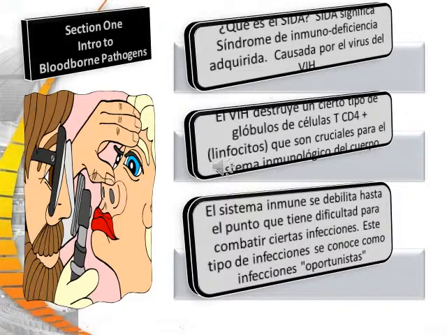What is AIDS? AIDS stands for Acquired Immunodeficiency Syndrome. It is caused by the HIV virus, which destroys certain kinds of blood cells, CD4 plus T cells, the helper cells, which are crucial to the body's immune system. The immune system is weakened to the point that it has difficulty fighting off certain infections. These types of infections are known as opportunistic infections.